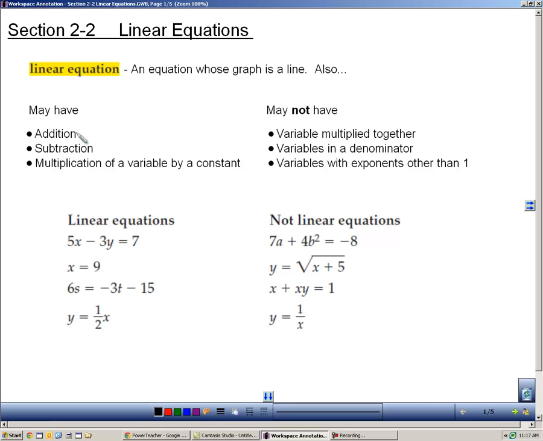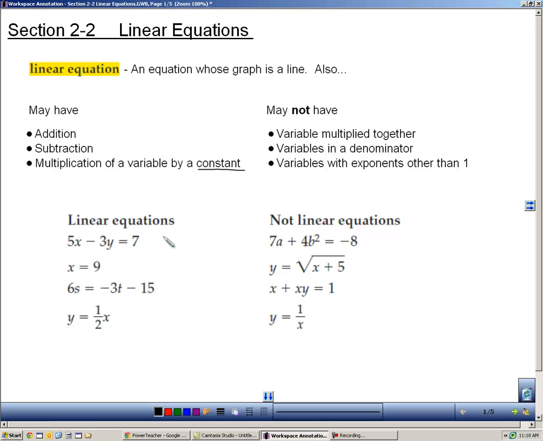Linear equations can have addition in them, subtraction. They can have multiplication of a variable by a constant, which means you can only multiply by a number. Now actually you can divide, multiplication or division, but it has to be by a number, not a variable. What you cannot have is variables multiplied together. You cannot have variables in the denominator, in other words, division of variables. And you can't have exponents other than 1, squares, cubes, to the 4th power. You can't have those if you want them to be linear.